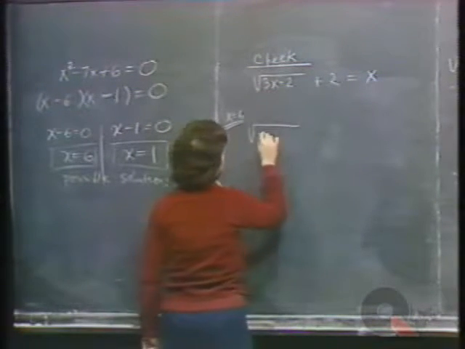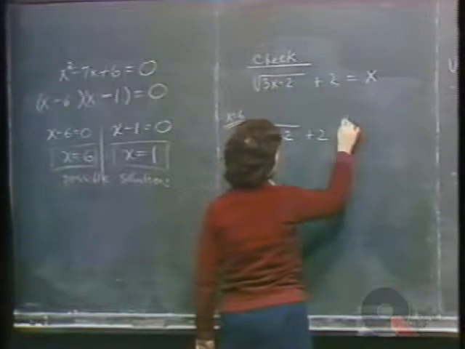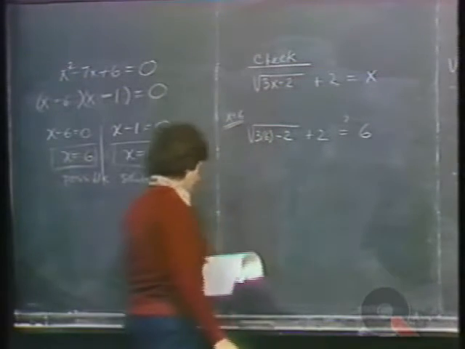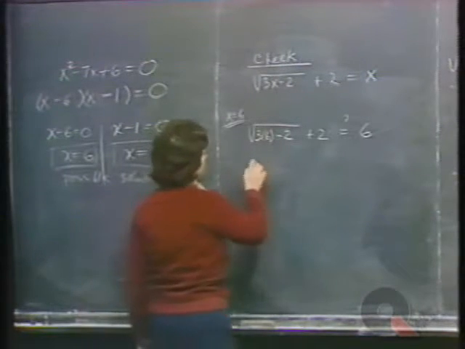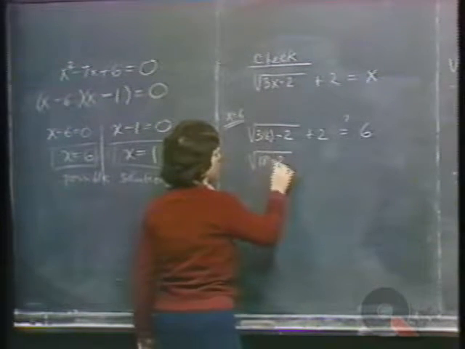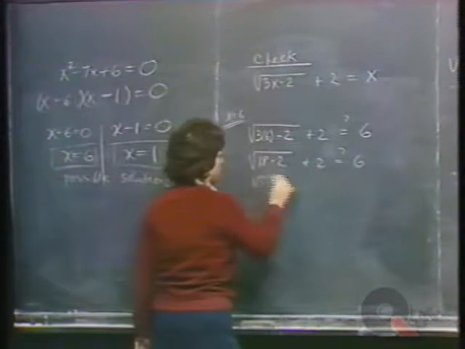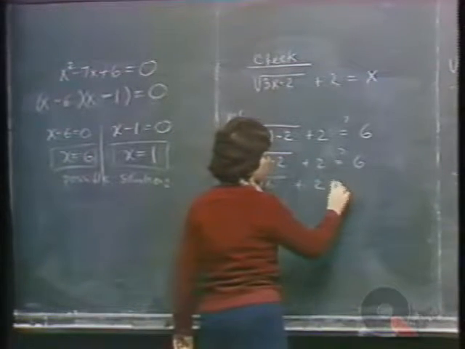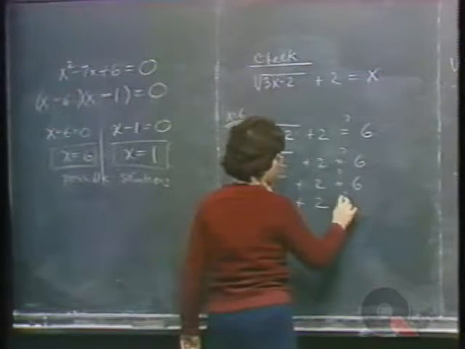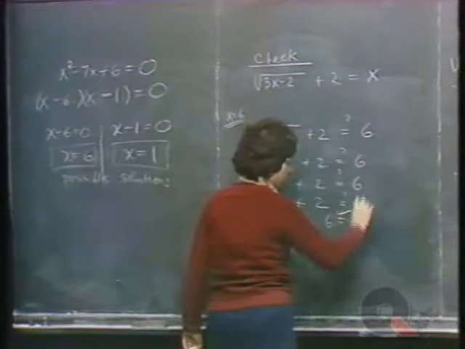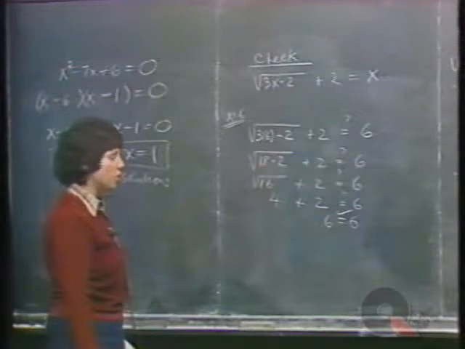We get the square root of 3 times 6 minus 2, plus 2, should be equal to 6. Okay, substituting in 6 wherever we see an x, and we hope that we'll get a true statement. The square root of 18 minus 2 plus 2 should be equal to 6. The square root of 16 plus 2 should be equal to 6. 4 plus 2 should be equal to 6, and of course it is. And it checks out. So x equals 6 is a solution to the original equation.